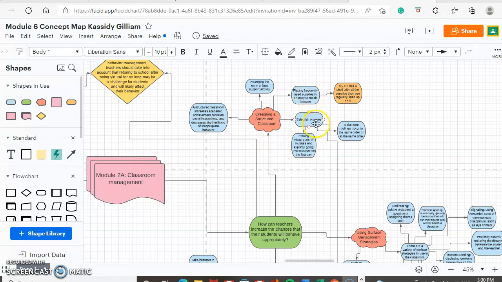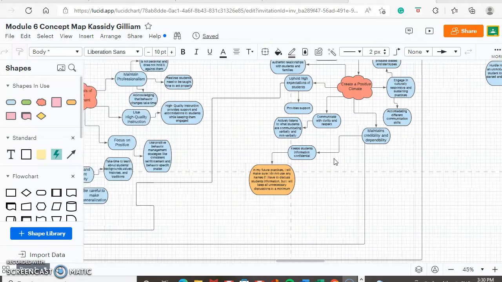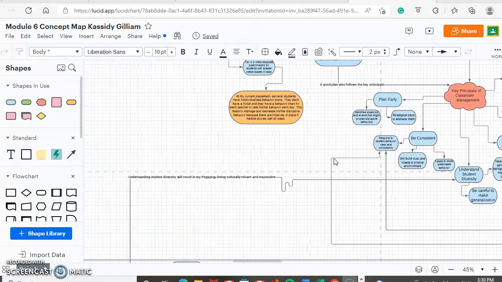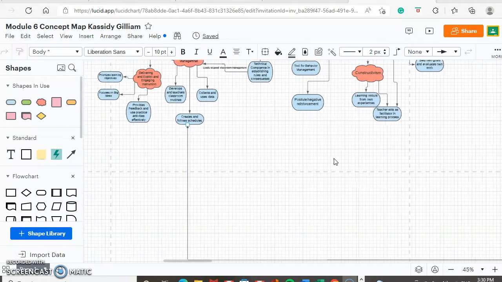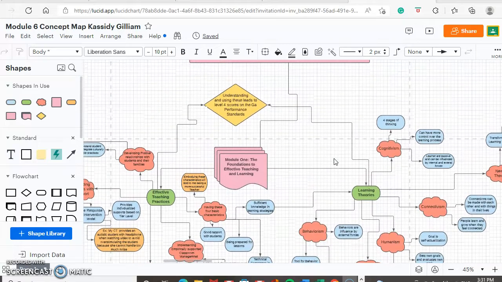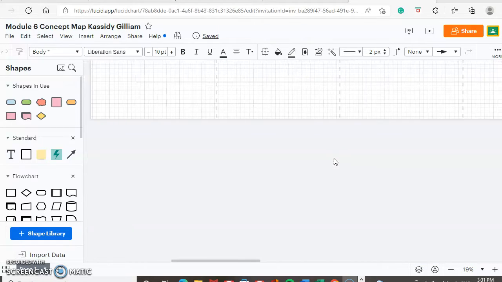So to have a structured classroom, you need to establish routines. And this is also mentioned in Module 1 of creating and following daily schedules. Having that routine helps you to be more effective. And then scrolling down to Module 3.